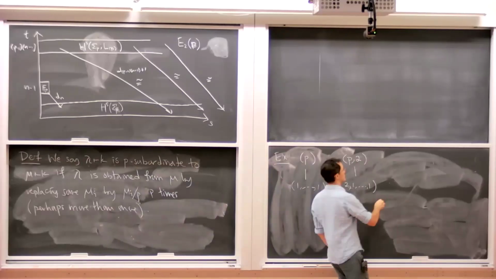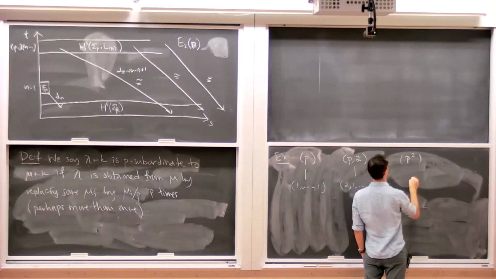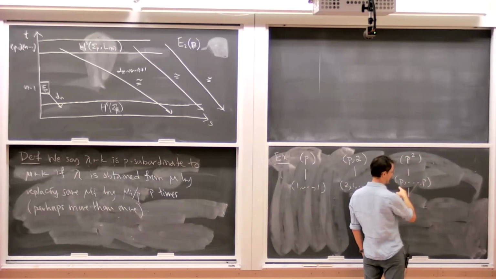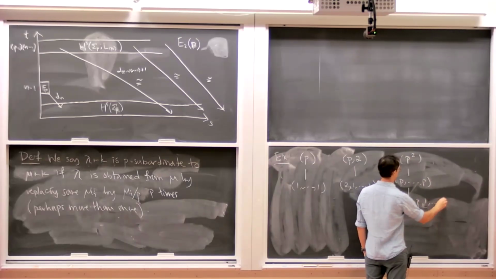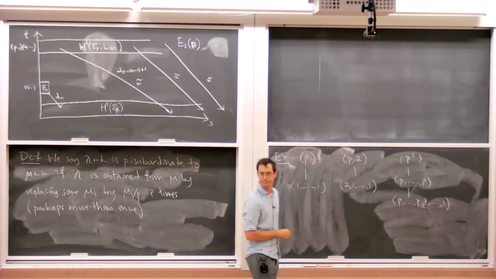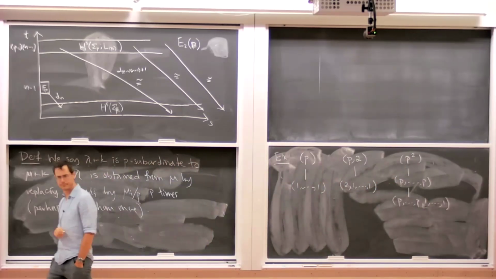You could do this multiple times. You can take P squared and you can split that into P times P. And you could split that any number of ways, for example, into P minus 1 P's and then P ones. And you could keep going. Okay. Is everybody on board with this idea of subordinacy?